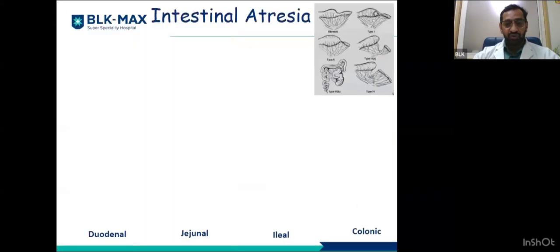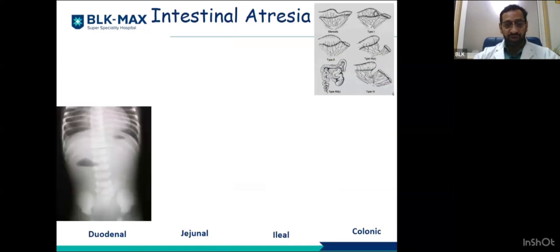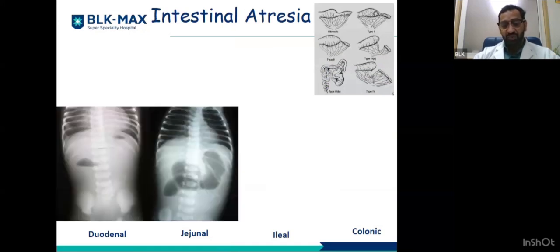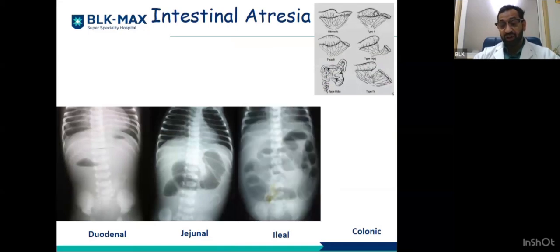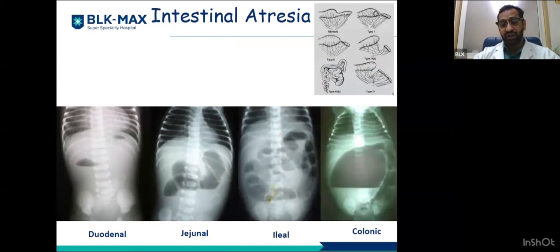So now I'm sure that you should be able to make a diagnosis by looking at the X-ray as to what kind of atresia it could be. There's a double bubble sign for duodenal atresia, triple bubble for jejunal atresia, multiple air fluid levels with absent gas in the pelvis for ileal atresia, and this is a colonic atresia with a large air fluid level.